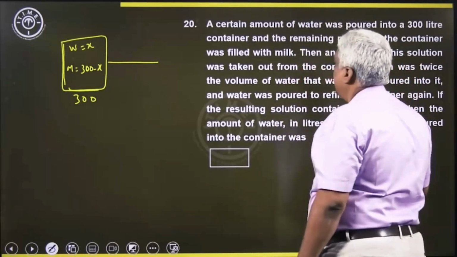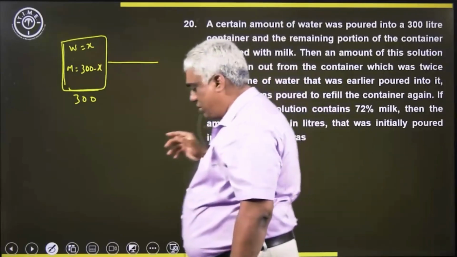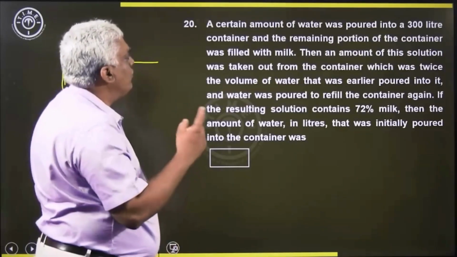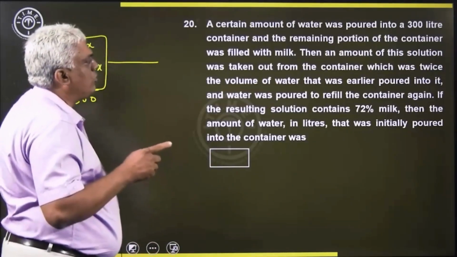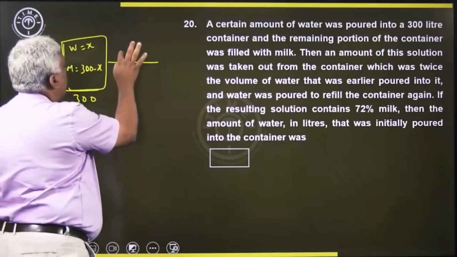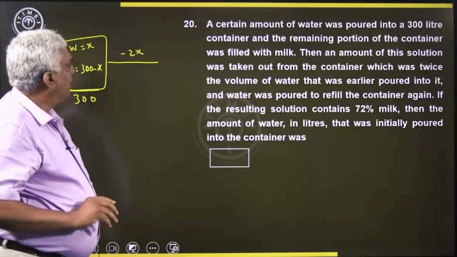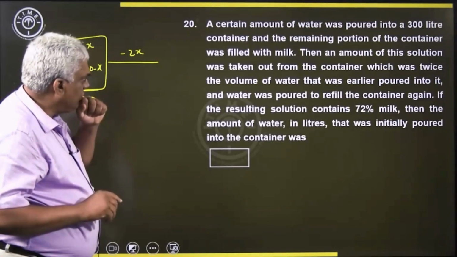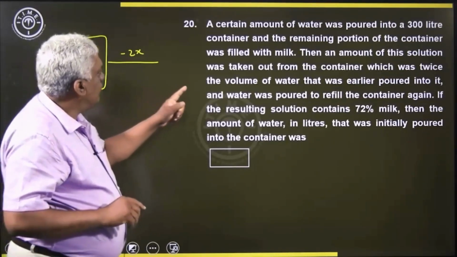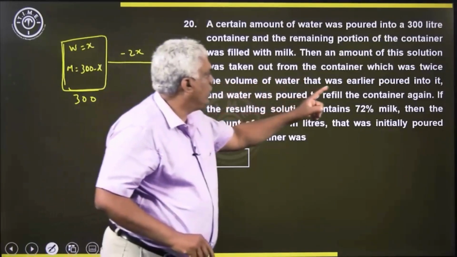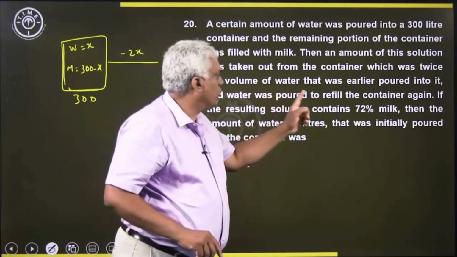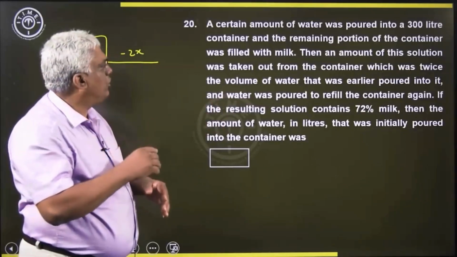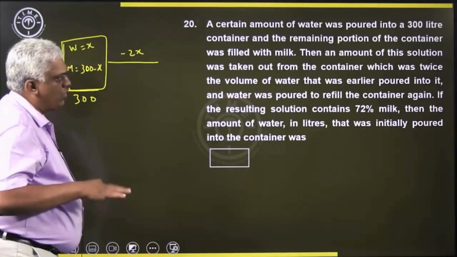Then an amount of this solution was taken out from the container which was twice the volume of water that was earlier poured in. So, water was X, so 2X of the solution was taken out, okay. 2X was taken out and refilled with water, right.